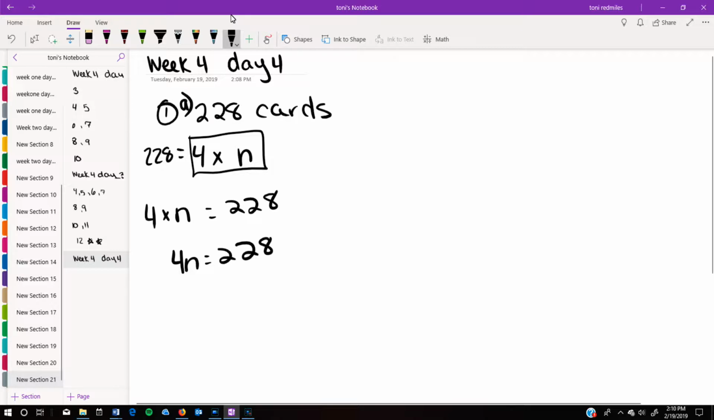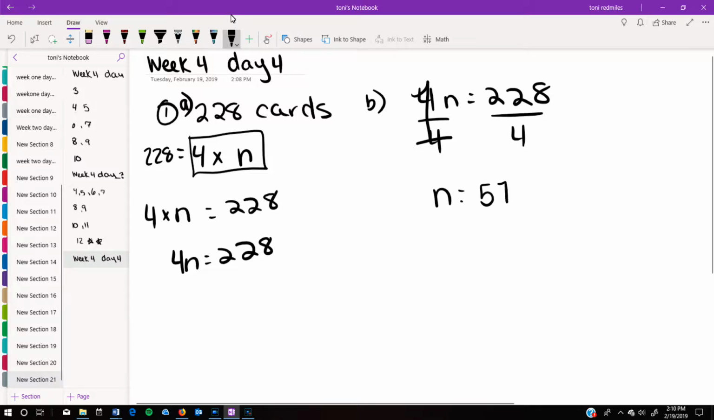B is to solve that equation. So 4n equals 228. The 4 is being multiplied to the n, so to undo it, we got to divide on both sides, because remember, the equal sign says both sides are equal. That's going to give me a 1, leaving me just with n. And 4 goes into this 57 times. So Ming actually had 57 cards.